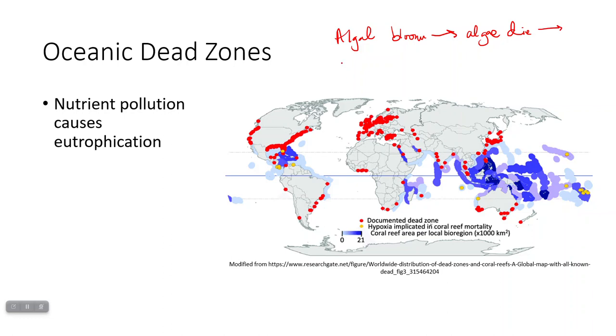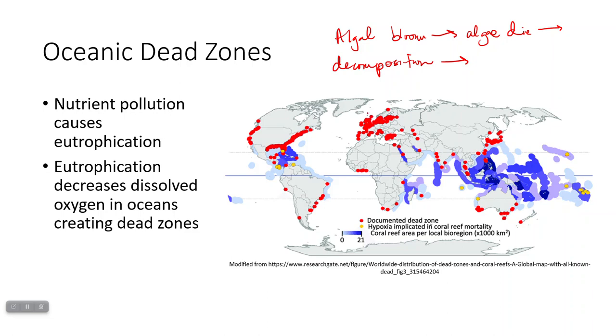But then those algae die and are decomposed. Decomposition is just a special form of cell respiration, which means you're going to use up dissolved oxygen. So that means you decrease the dissolved oxygen. And when you decrease the dissolved oxygen, well, things that are living in the water still need oxygen. Animals in the water take in oxygen through their gills. So when you decrease dissolved oxygen, that kills things. And that's what creates these dead zones. Things cannot live in that area because there's just not enough oxygen.